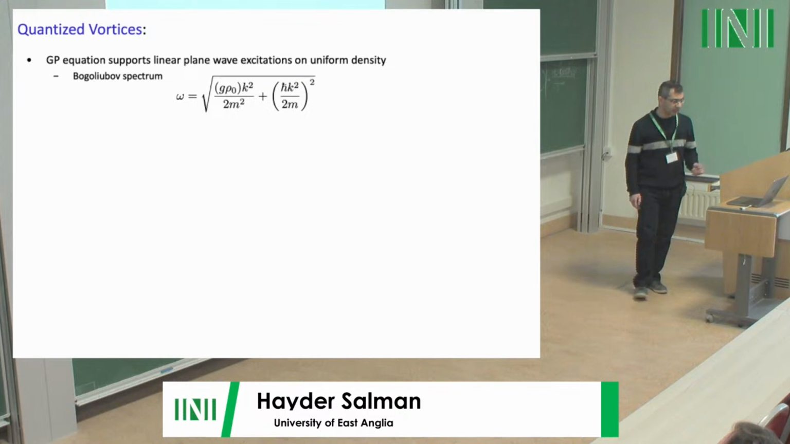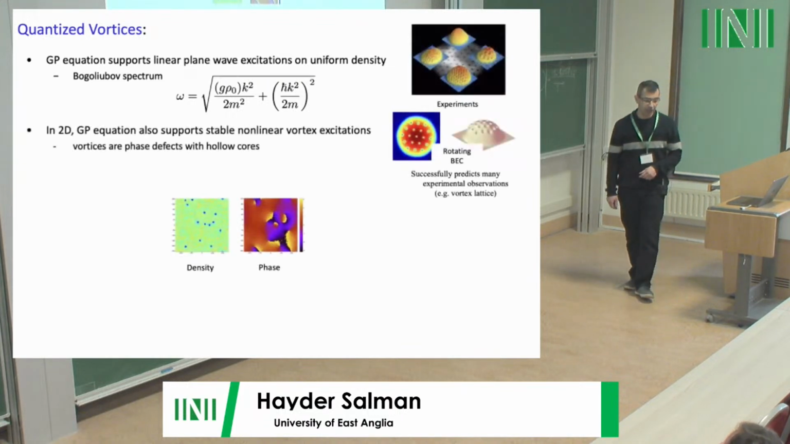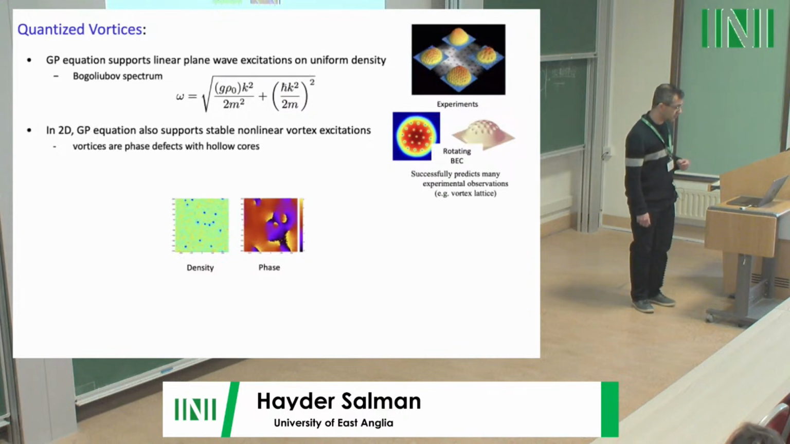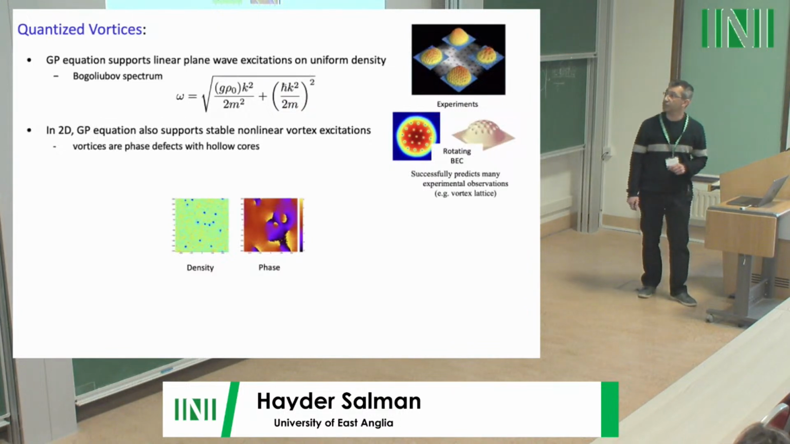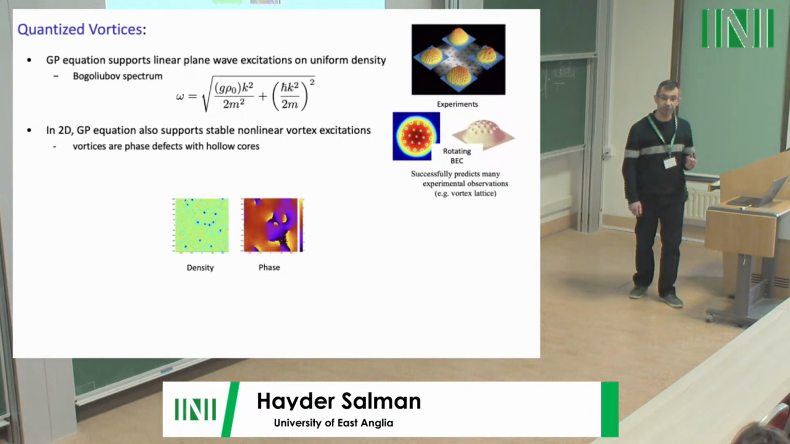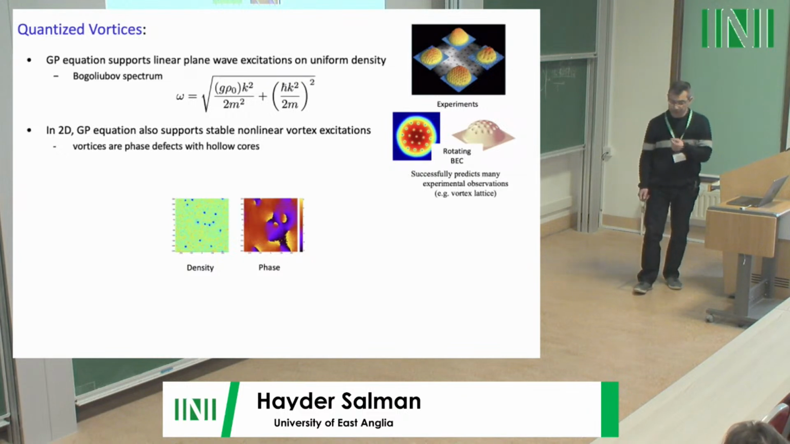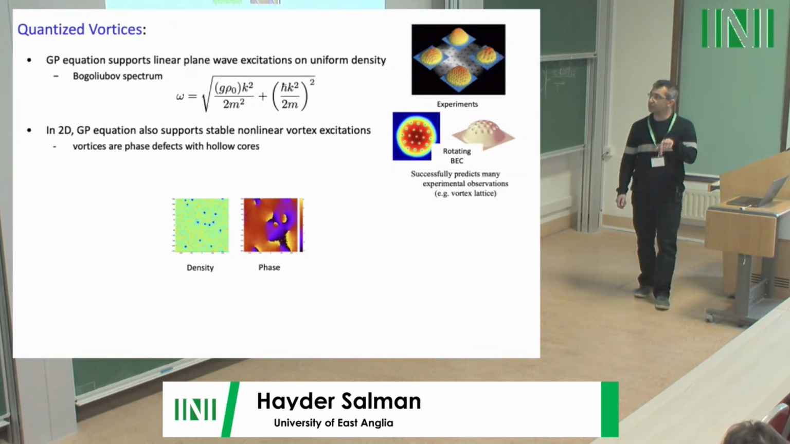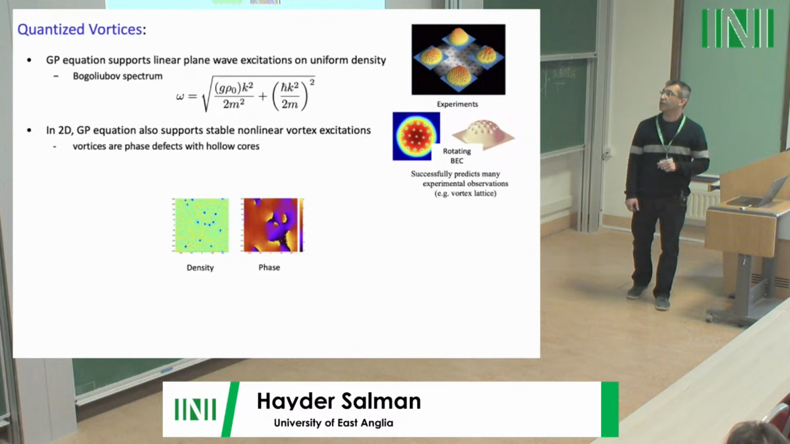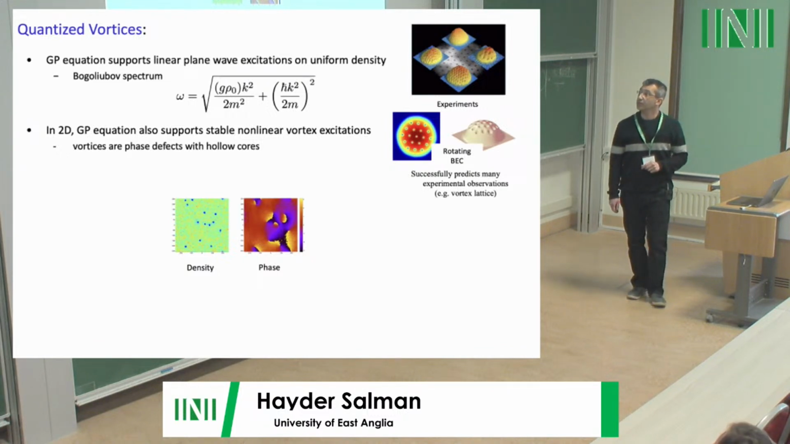But in addition to these plane wave solutions, you can also have vortex excitations. These are nonlinear excitations, and they are solutions of the Gross-Pitaevskii equation. They are essentially associated with phase defects or phase singularities. Basically, when you're located at one of these vortices and you go around, you pick up a phase winding of an integer multiple of 2 pi.